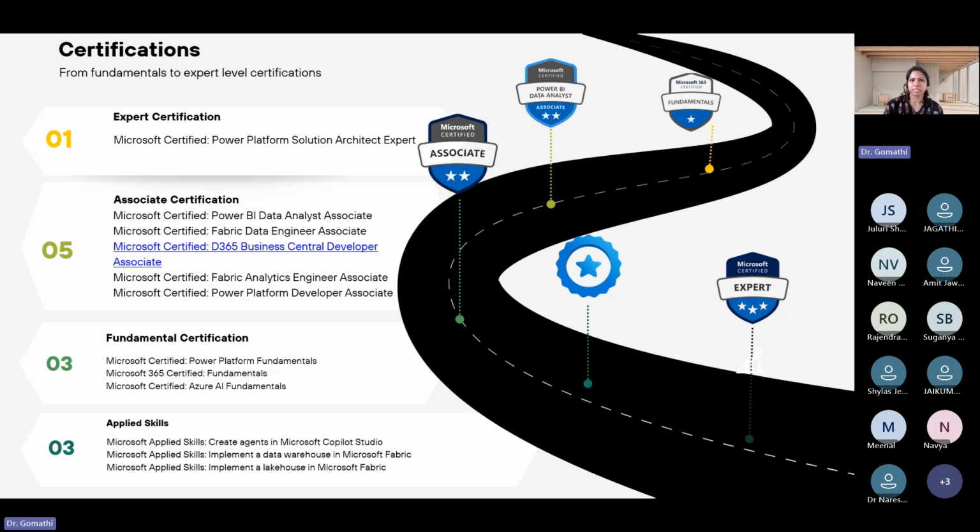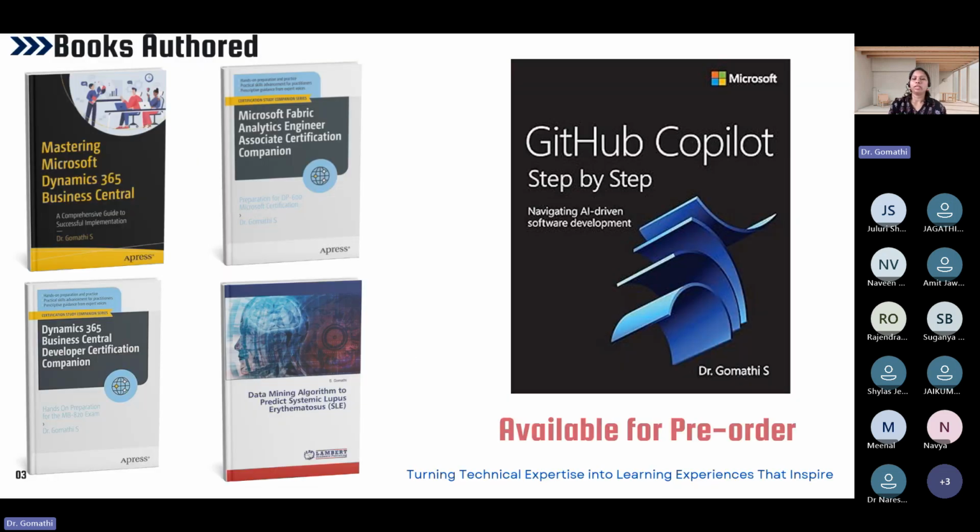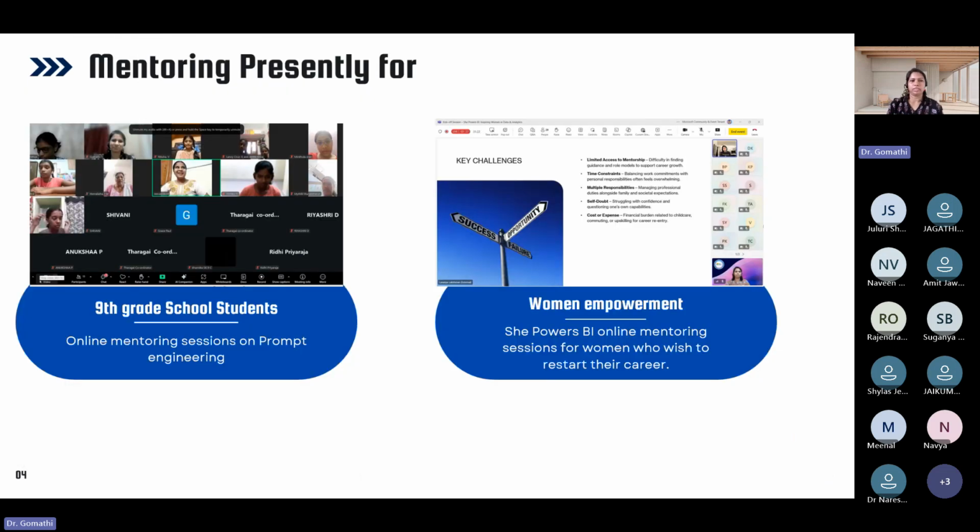So this is my certification milestone. I have nearly 9+ certifications, that is expert level, associate level, fundamental, and also the applied skill certification. I have authored 3 books on Dynamics 365 Business Central, and 1 book on Dynamics 365 and certification Fabric. And this is my thesis. I did my doctorate in machine learning and data science, and the last one is the thesis. One book is available for pre-order through Microsoft release. This is GitHub Copilot step by step, which is already available for pre-order. If you want to get the book, just let me know. I'll be sharing the link.